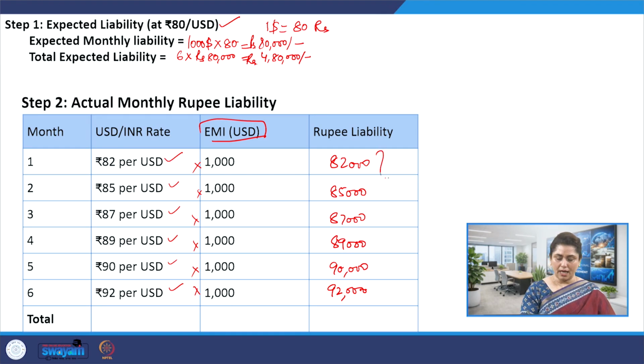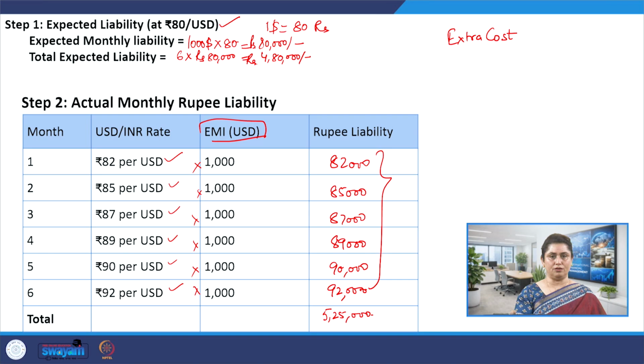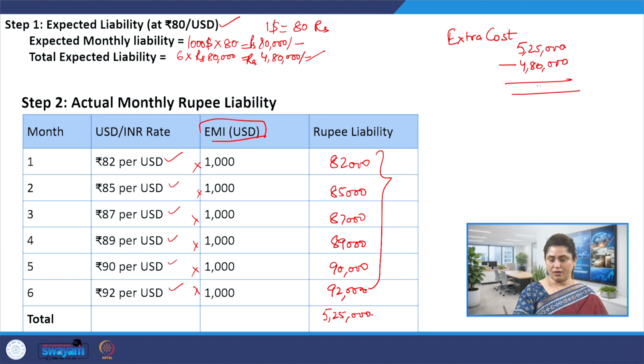Now we will add all these and we get 5 lakh 25,000 here. Now if we see what is the extra cost that we have to pay because of the increase in the USD price, or we can say the USD has appreciated. So the extra cost is 5,25,000 that we have paid over the loan period minus what we were expecting before, which is 4,80,000. This gives us 45,000 rupees is the extra cost that we have paid.